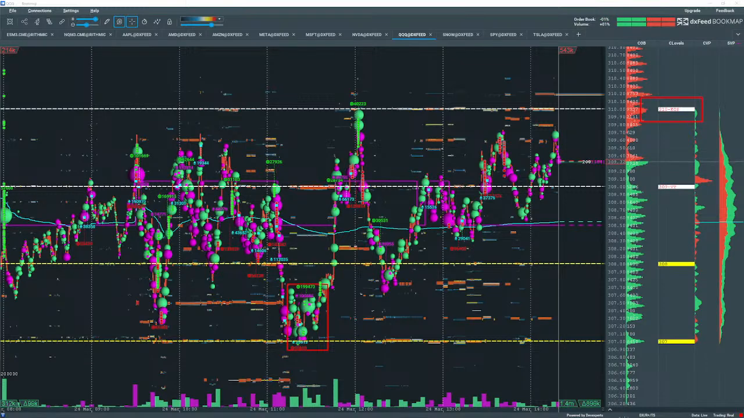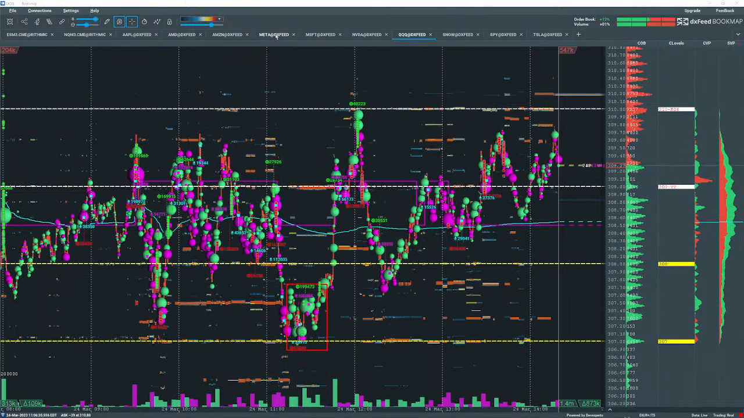I thought AMD and NVIDIA and Microsoft were much easier to plan and read both in order flow and in hedging flow. All right, so that's QQQ. And let's take a look at Meta now.